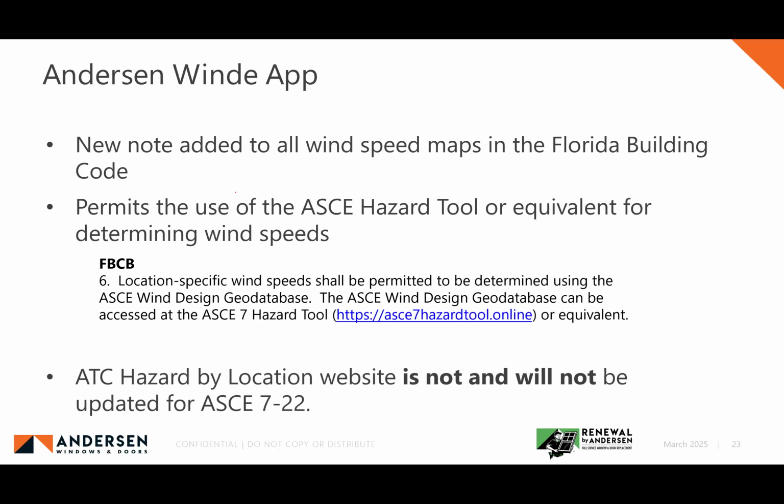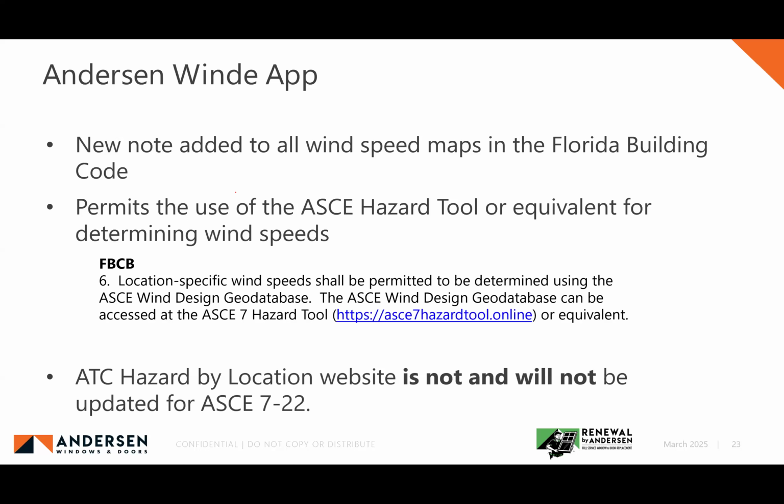So there is a new note in the code that permits the use of these databases to determine wind speed, right? And most everybody's been using the ATC site. The people that have been using these wind speed databases have been using ATC for probably close to 12 or 13 years, right? ATC developed the first one for ASCE 7-10, a couple of years after ASCE 7-10 came out. So I think it was around 2011 or 2012.